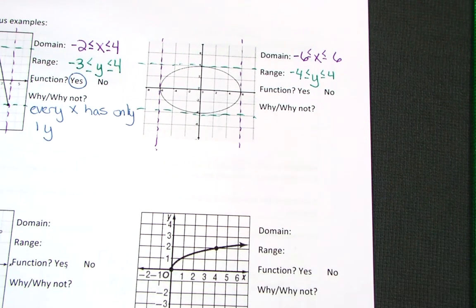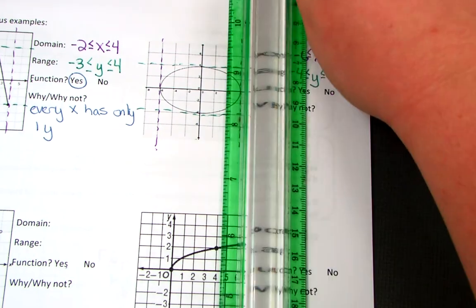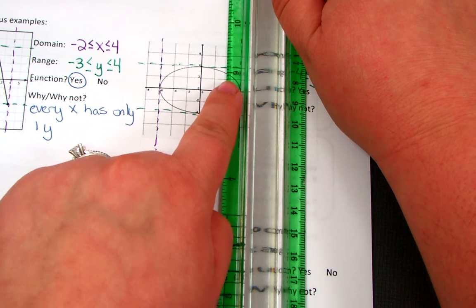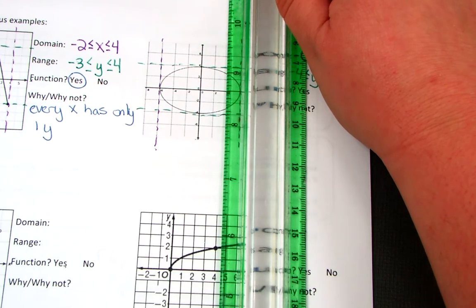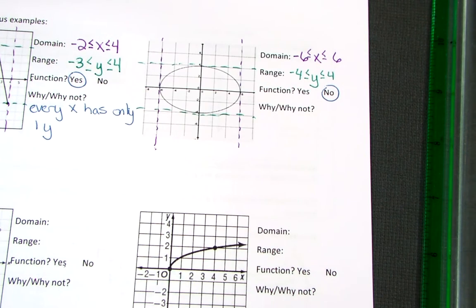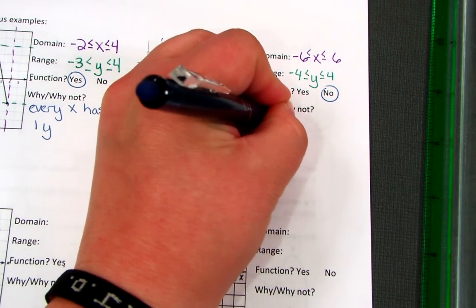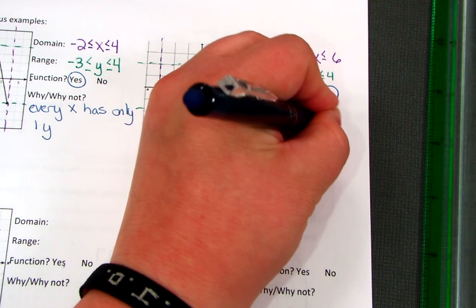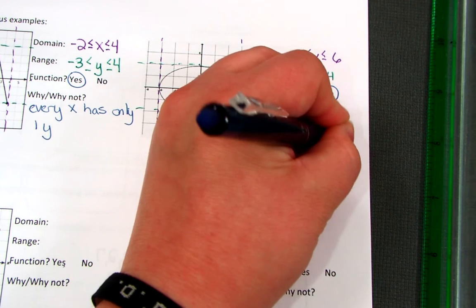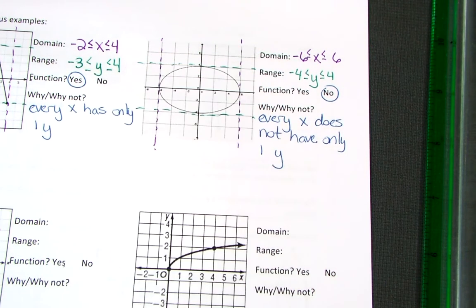Is it a function or not? Get your vertical line out, and you can see right off the bat, it's touching in two locations. Once here, once here. That means that the answer is no, it's not a function. But your reason is not it fails the vertical line test or it touches the line more than once. Your reason is every x does not have only one y. Let's take a look at the next one.